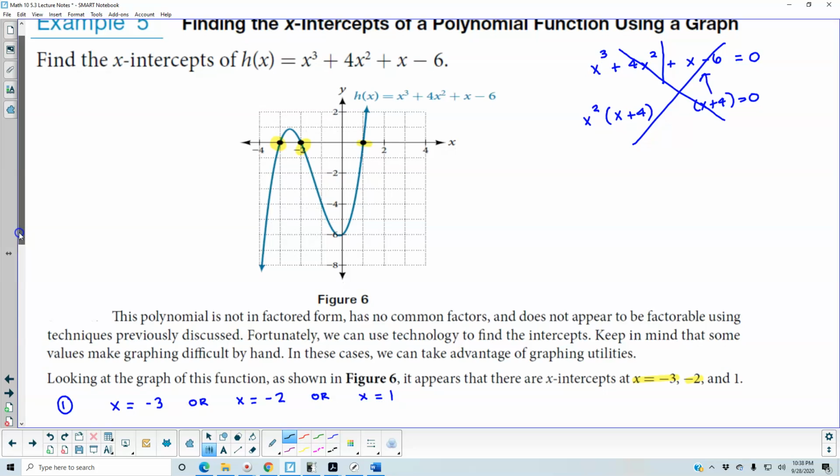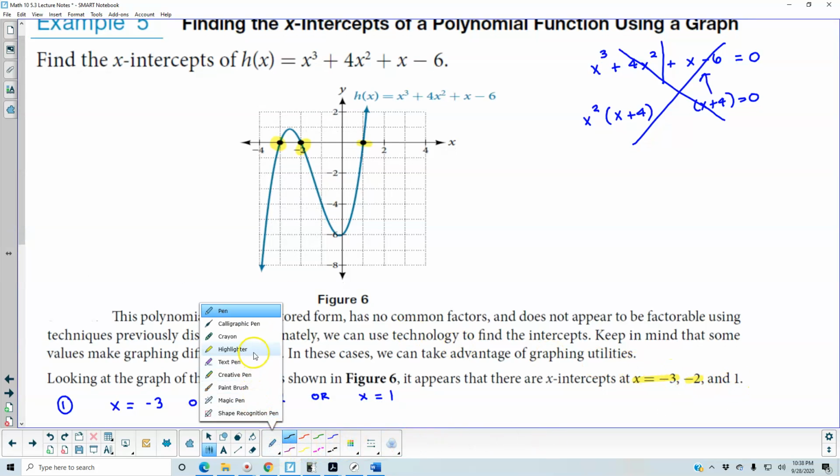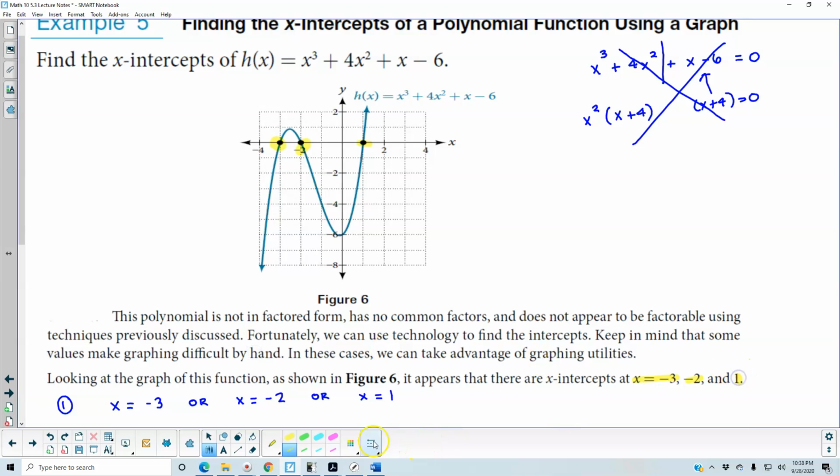Now that we know what our x-intercepts are, make sure we highlight that. We're going to set each of them as it would look if we were solving for x-intercepts algebraically. So this would be the last piece of finding the x-intercepts. We would say that x is equal to -3, or x is equal to -2, or x is equal to 1. And now we're going to set each of these equal to 0.